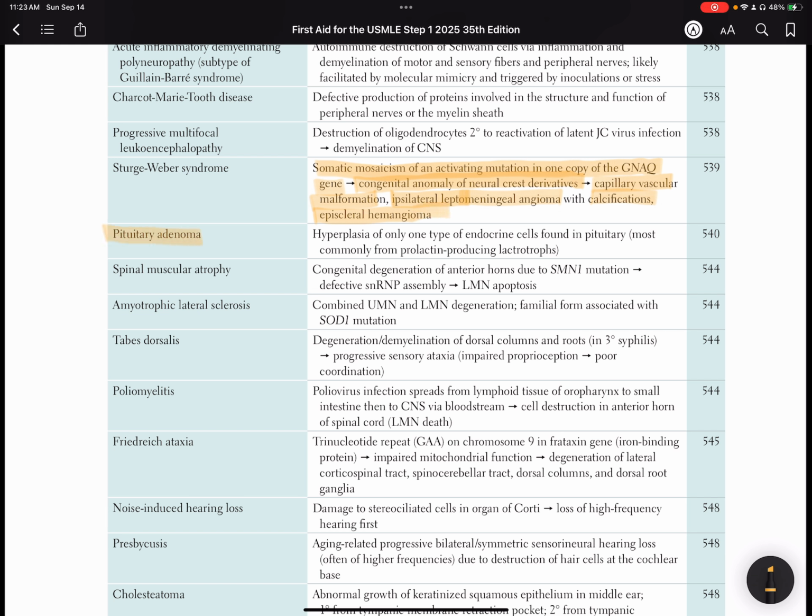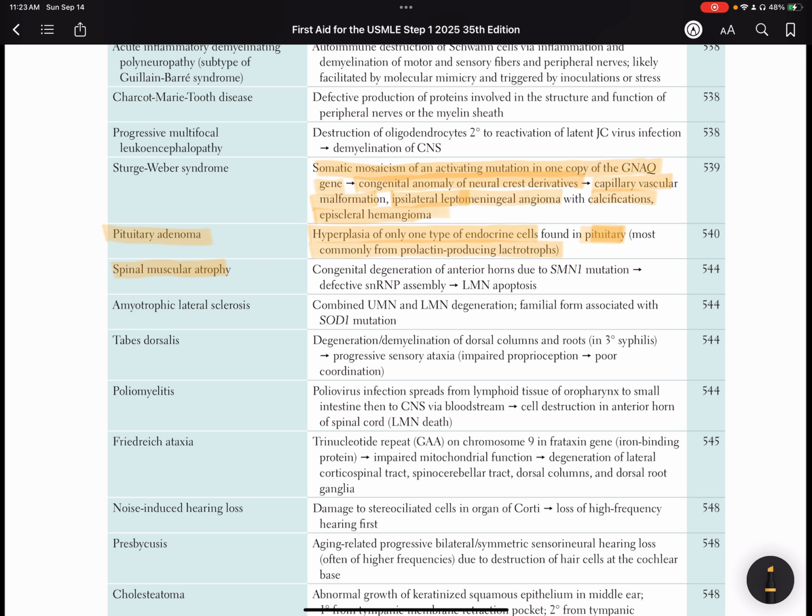Next, what is pituitary adenoma? Pituitary adenoma is hyperplasia of only one type of endocrine cells found in the pituitary, most commonly from prolactin-producing lactotrophs.